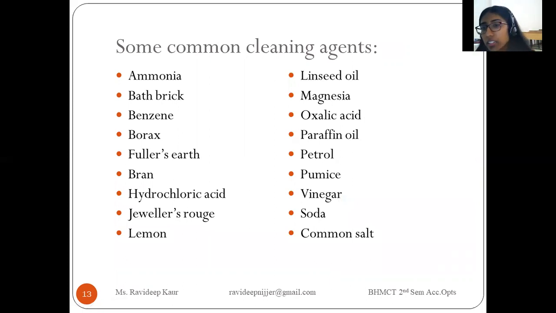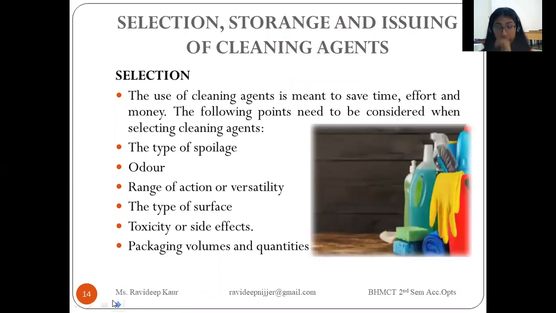So these are some other common cleaning agents which we use in our cleaning processes: ammonia, bathbrick, benzene, borax, fuller's earth, bran, hydrochloric acid, jeweler's rouge, lemon, linseed oil, magnesia, oxalic acid, paraffin oil, petrol, pumice, vinegar, soda, and common salt. These are all common cleaning agents which we use for cleaning the area.